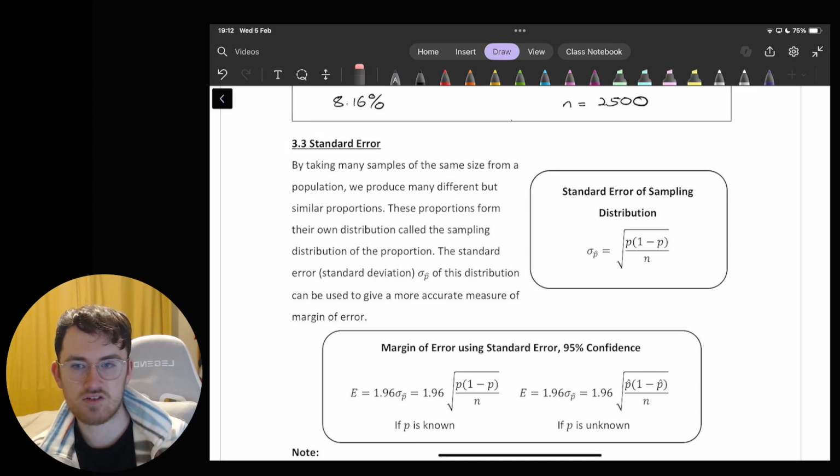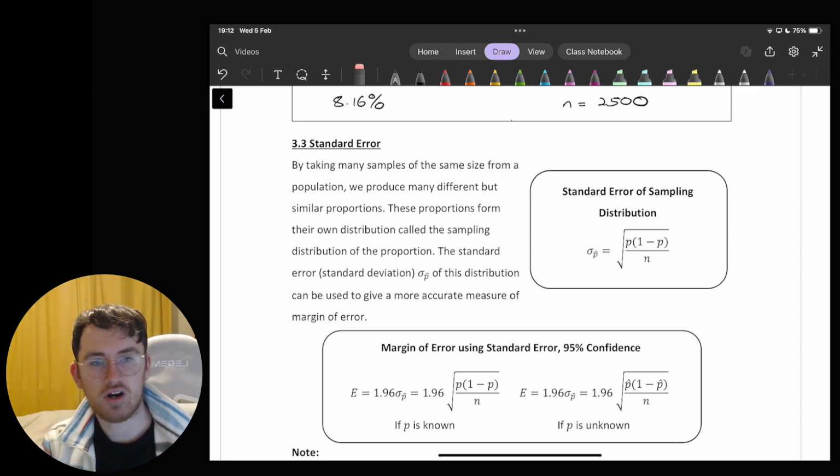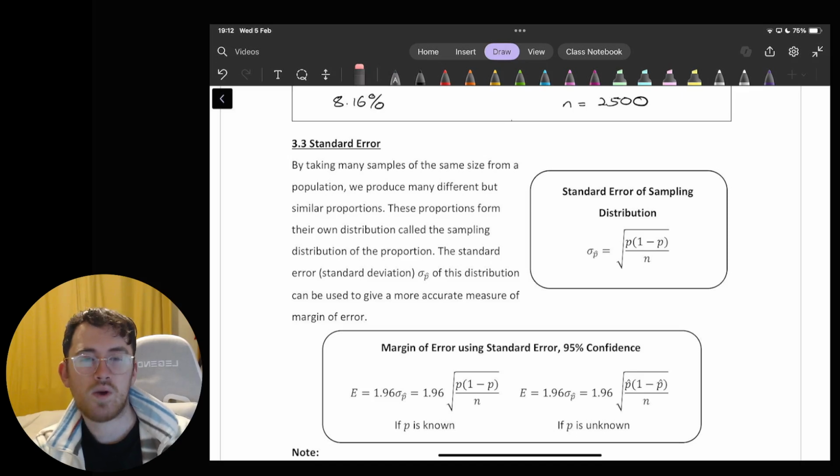So you're thinking of a histogram here, where I'm putting in how many times all of these different proportions appear, and that should take a normal distribution. The standard error of this normal distribution, which is the standard deviation here, represented by sigma p hat, is a much more accurate measure of the margin of error for my population proportion. This standard error would be given to you. It's in your formula and tables book, so you just need to remember where it factors in here.